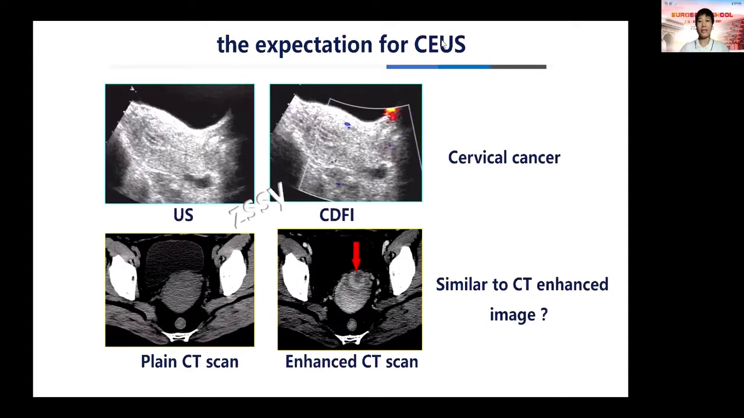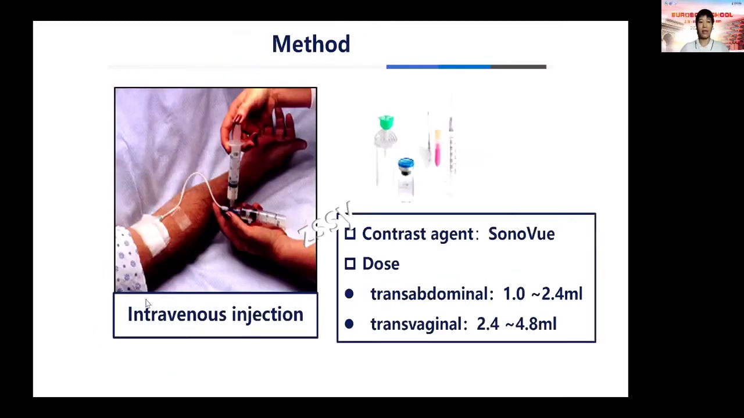Why we need CEUS? As the previous lecture said, we need to assess the agent perfusion of the masses in order to give a more accurate diagnosis, as we expected that CEUS can achieve a similar effect to CT enhanced image. The mass, with or without agent perfusion, is a great important question, and the color Doppler can't always answer the questions. Then, how to perform the CEUS?